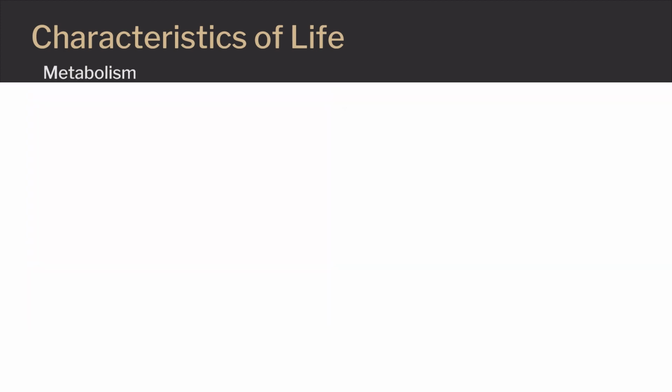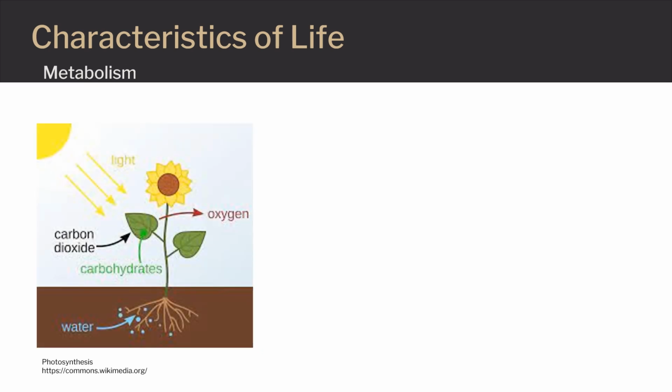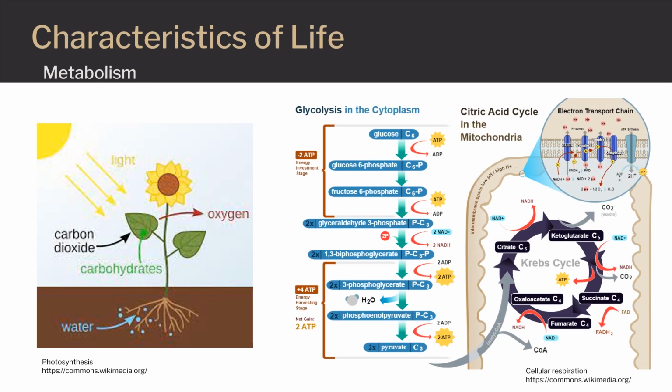Metabolism. All living things acquire and use energy and nutrients and dispose of waste. Any process in a living thing that involves synthesizing complex substances from simpler substances is called anabolism. An example of anabolism is photosynthesis, as seen on the left. The breaking down of complex substances into simpler substances is called catabolism. An example of catabolism is cellular respiration, as seen on the right.